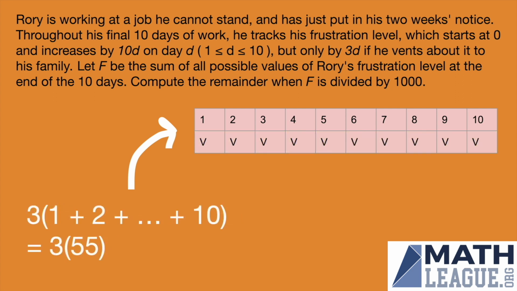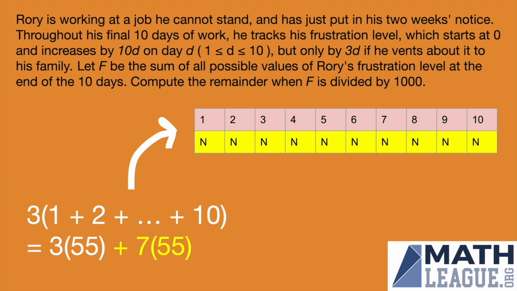So now that we have the lowest and highest possible F values, we have to consider what F values Rory can even obtain. So let's take the lowest possible value here. So what if Rory doesn't decide to vent on day 1? So instead of 3, we have a 10 here, and everything else is multiplied by 3. Well, that would increase Rory's frustration level by 7. And what if he decides to vent on day 1, but doesn't decide to vent on day 2 instead? Well, that's going to increase Rory's total frustration level by 14.